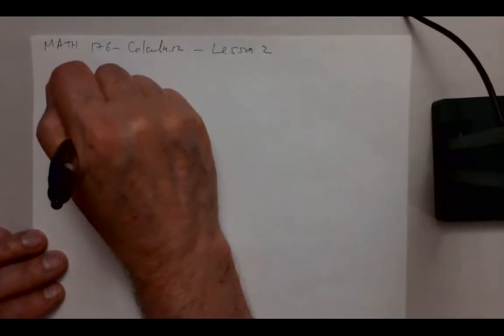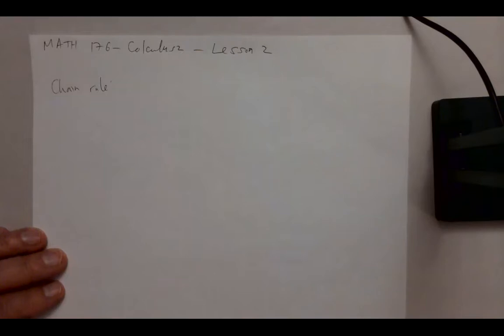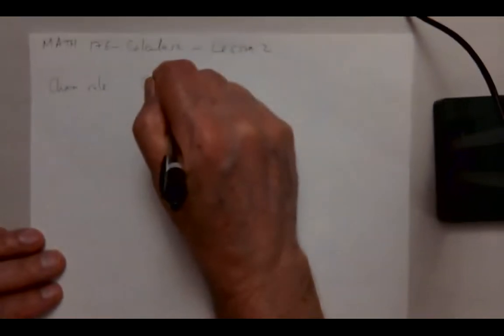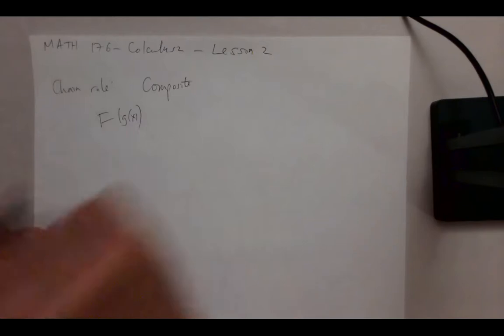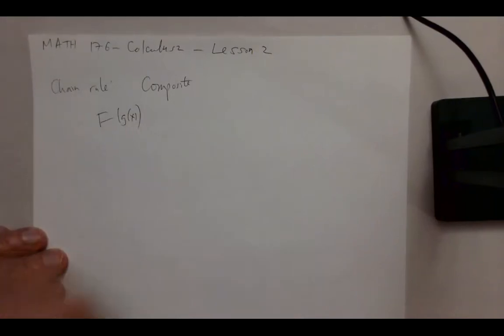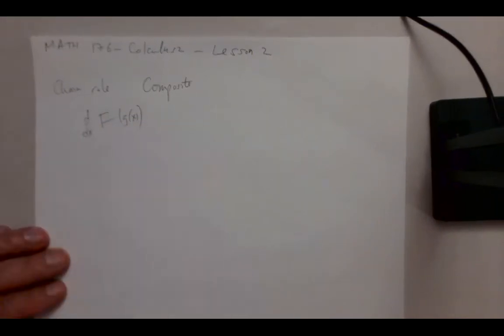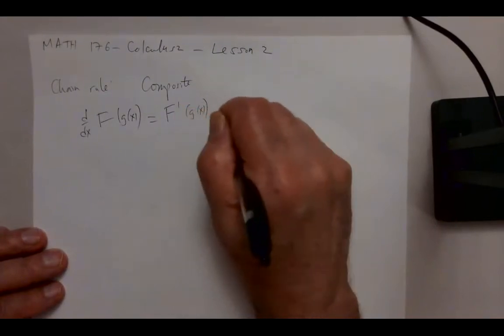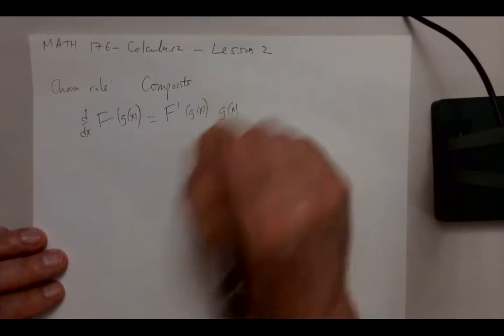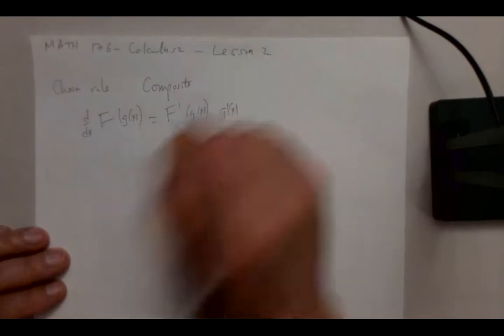So let's take a look at the chain rule. Suppose we have a composite function f of g of x, and we differentiate this with respect to x. The chain rule says this is the derivative of the function capital F at g of x times g prime of x.